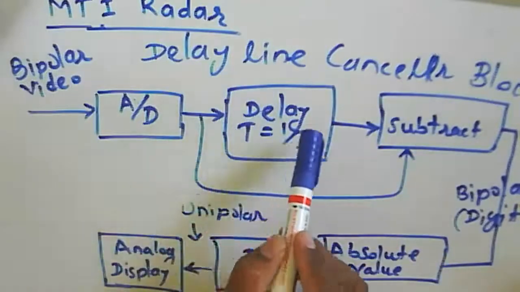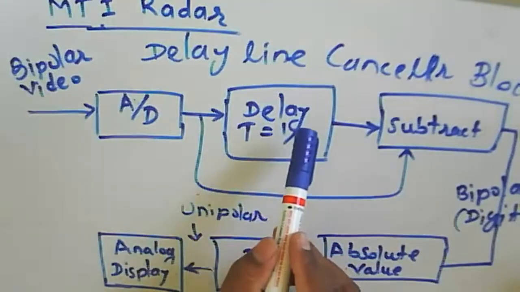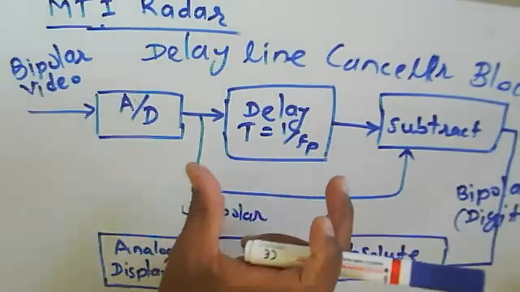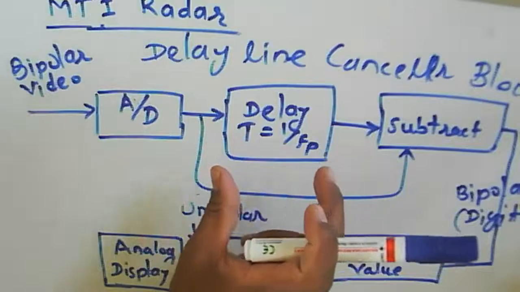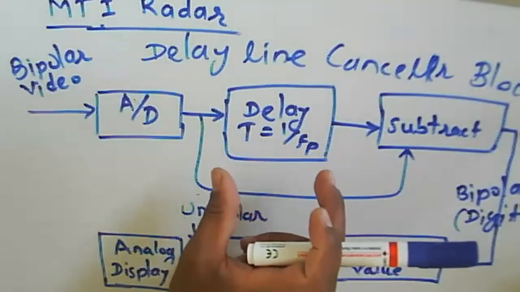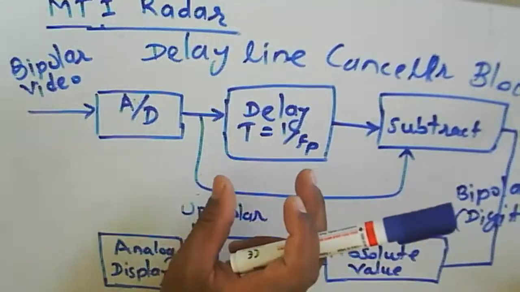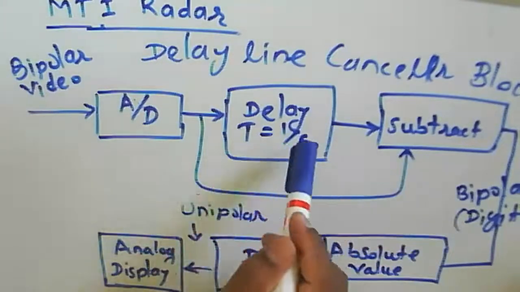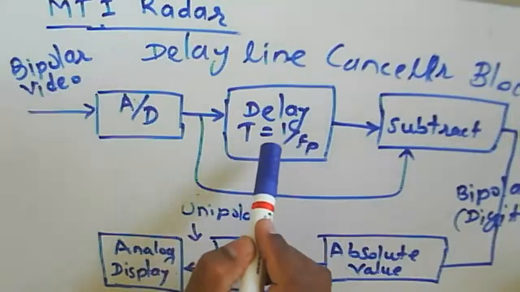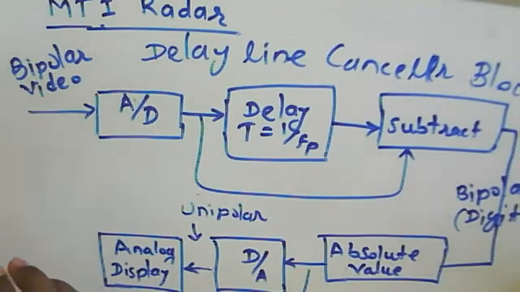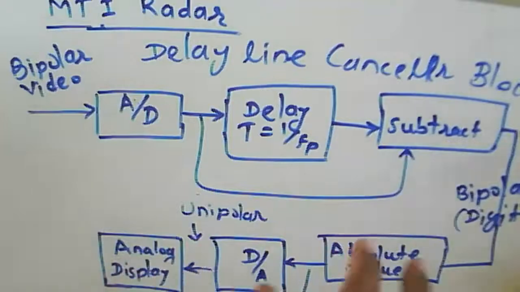So here we have a delay. That delay is to be used in the form of the pulse we are transmitting. The transmitted pulse has some pulse repetition frequency, so that pulse repetition frequency will be the delay we are supposed to add here, so that it cancels the echoes from the stationary object there.